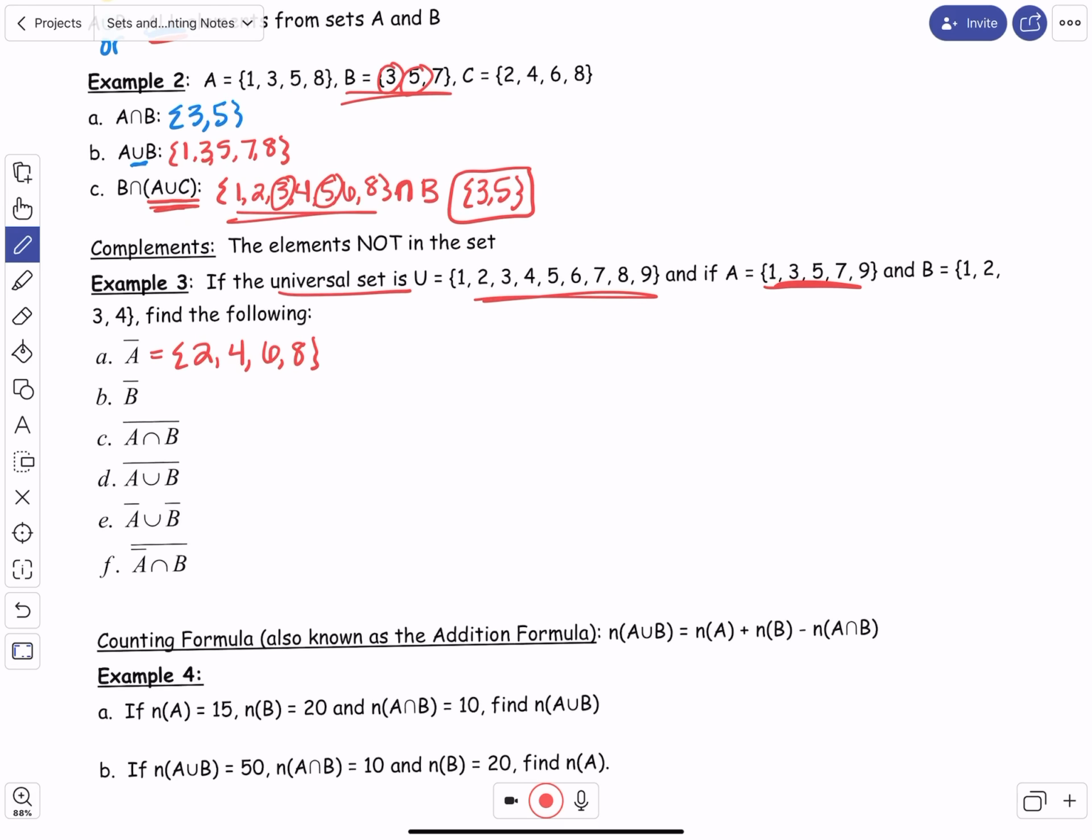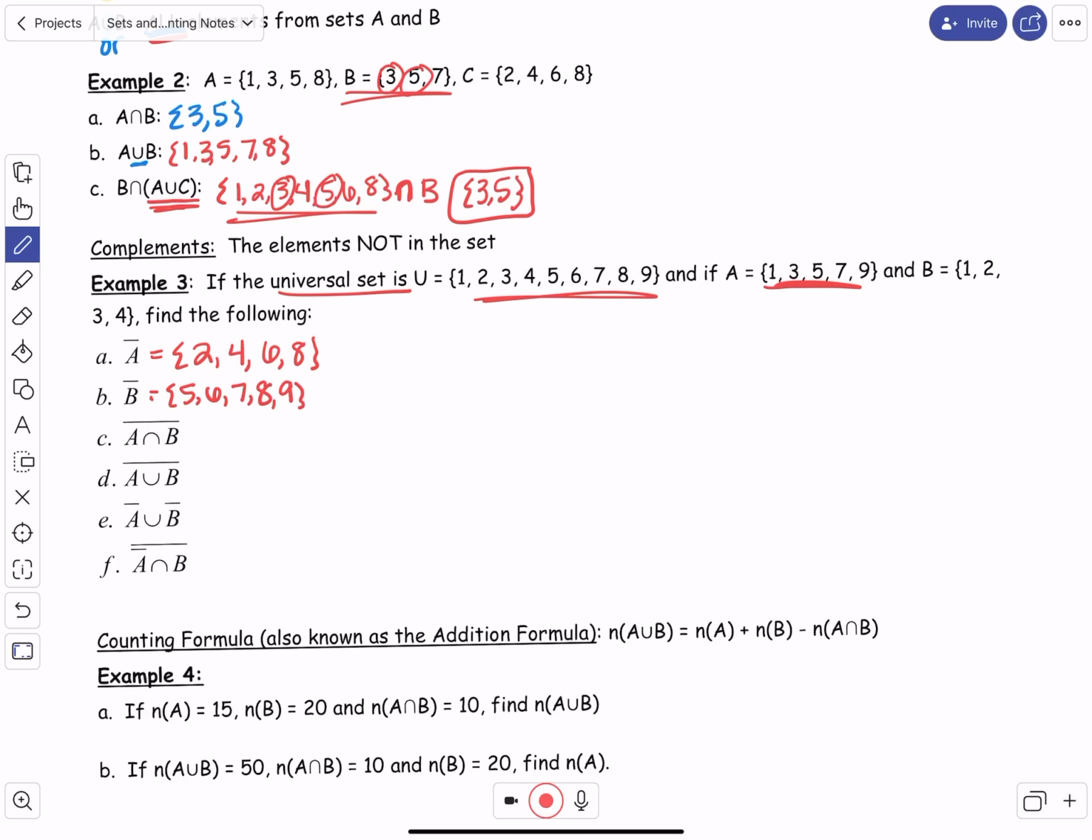All right, so now we look at what is B missing. So B has 1, 2, 3, 4, but it's missing 5, 6, 7, 8, 9. So that's what it's missing.